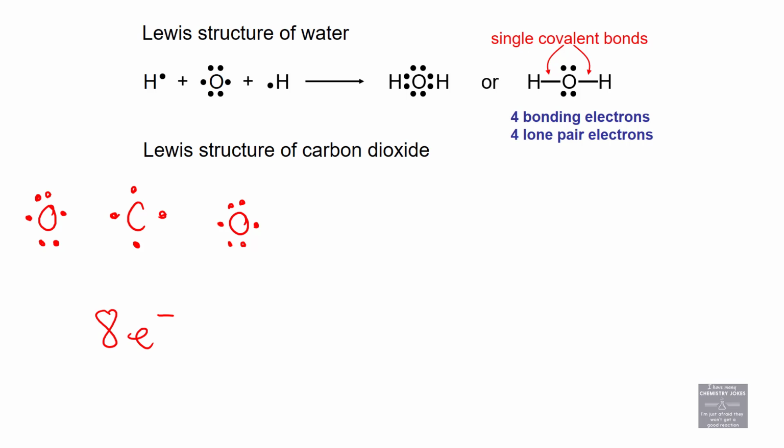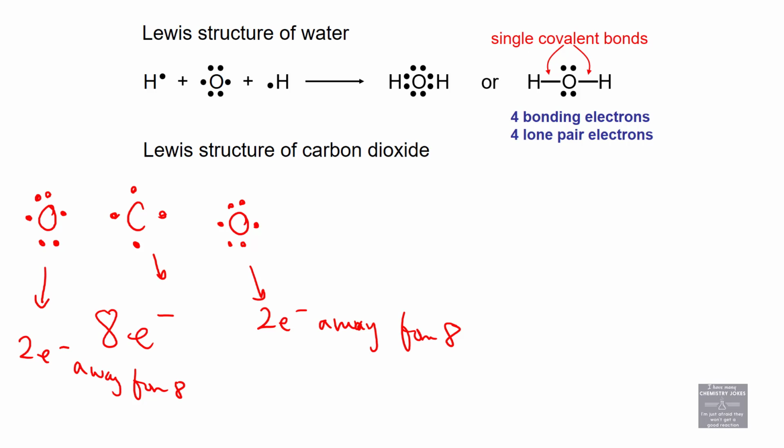Everybody wants to be like neon. Everybody's aiming at 8 electrons in its valence shell. So oxygen is 2 electrons away from 8. And carbon is 4 electrons away from 8. What that tells me is oxygen likes to share 2 electrons with something else, and carbon likes to share 4 electrons with something else.